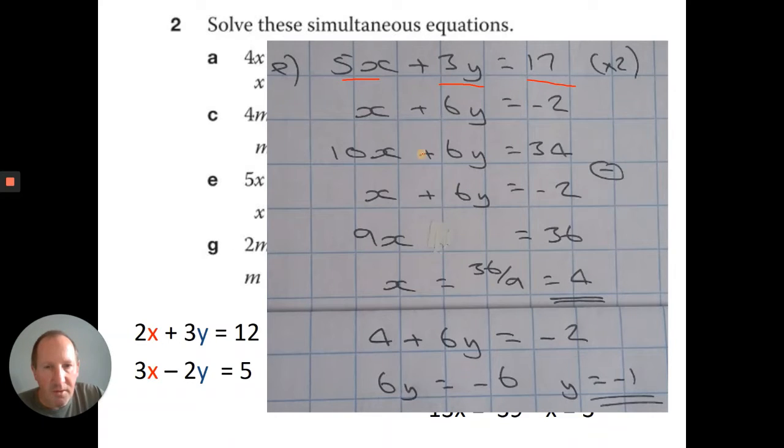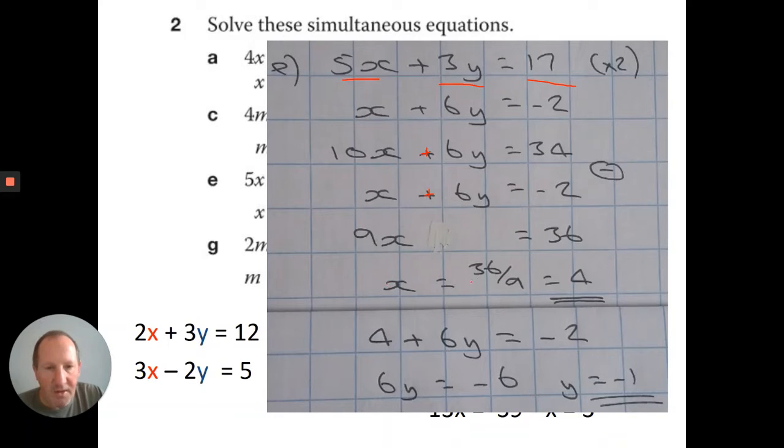Now in this one, we see the signs with that y that's got the same coefficient are the same. So when the signs are the same, that's when I take them away. If they're both negatives, or both positives, both signs are the same, we take away. So when I take away 10x, take away 1x, that will leave me with 9x. 6y, take away 6y, leaves me with nothing. That's the whole point of doing this elimination. We get rid of one of the letters. And then 34, take away minus 2, in fact 34, add 2, which gives me 36.